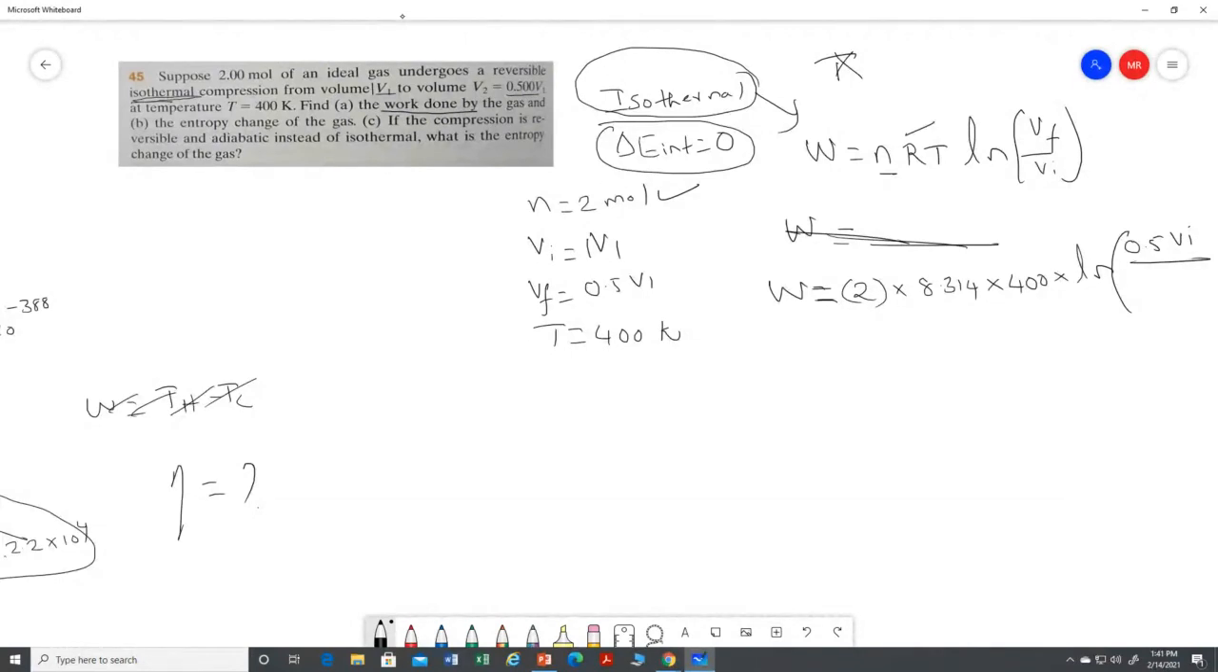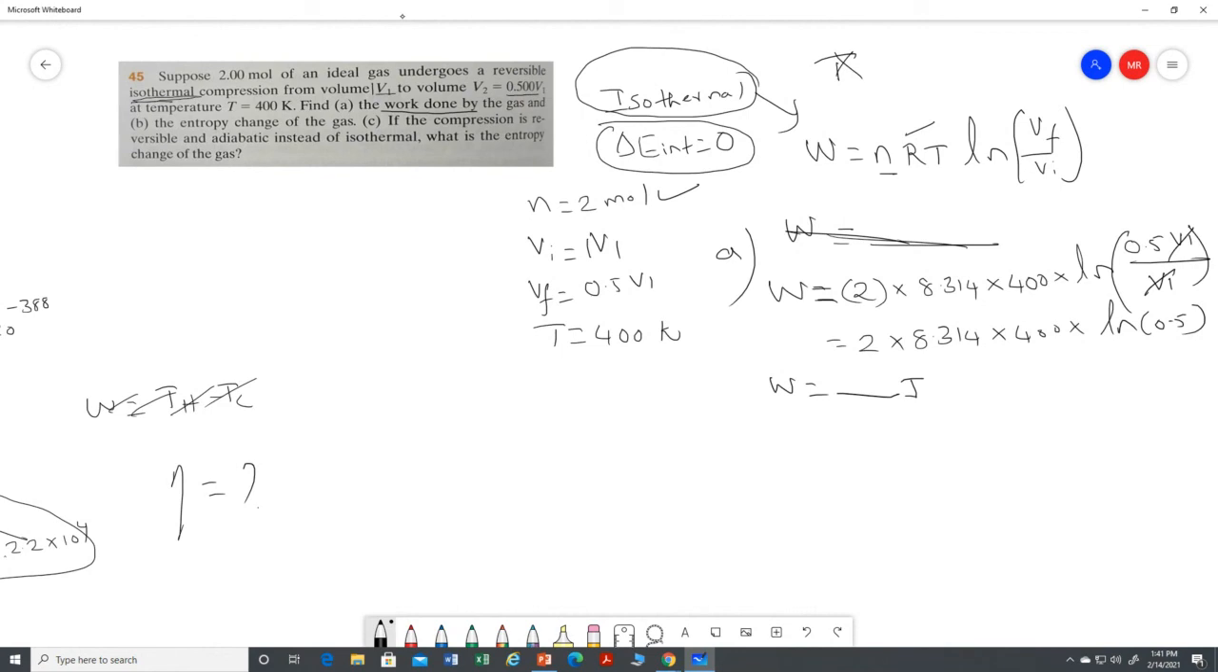What is your V initial? It is 1 V1. Am I right? Yes. This V1 and V1 get cancelled. So 2 multiplied by 8.314 multiplied by 400 multiplied by natural log of 0.5. So you will get some answer here. Am I right or not? Clear? This is the answer for the first question.